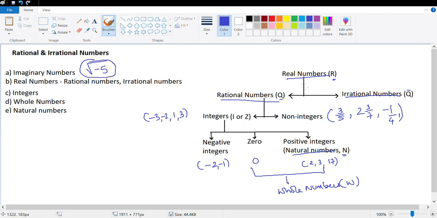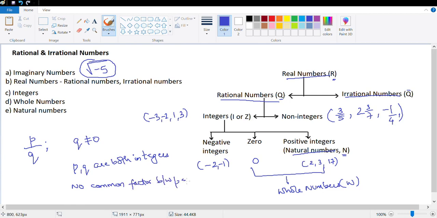Now, what are rational numbers? Rational numbers are numbers which can be written in the form of p by q, where there are certain conditions. Condition 1, q is not equal to 0, so the denominator is not equal to 0. Condition 2, p and q are both integers. And the last one is no common factor between p and q. So these are three conditions. Condition 1, the denominator is not equal to 0. Condition 2, both the numerator and denominator are integers. And condition 3, there is no common factor between numerator and denominator.